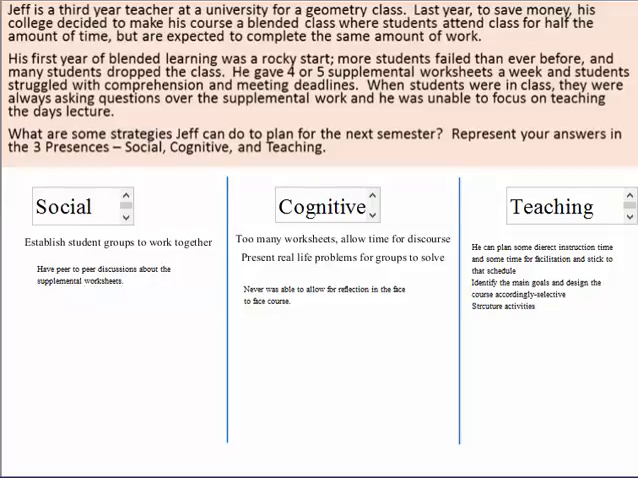Okay, I'll cover the cognitive presence. As Bryce was saying, there's way too many worksheets for the students, and it doesn't allow enough time for discourse. There's no real-life problems for groups to solve, and it doesn't give students the opportunity to think about the problems they're presented with or have reflection in the course.